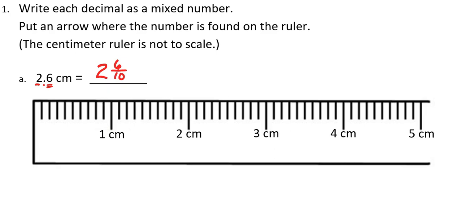Now I need to find 2 and 6/10 on my ruler. You can see the ruler has been divided into centimeters, and each centimeter has been divided into 10 equal pieces. That just means I need to start at my 2 centimeter point and then move up 6 of those equal pieces. So I'm just going to count 1, 2, 3, 4, 5, 6. So this point on my ruler would show me 2 wholes and 6/10.